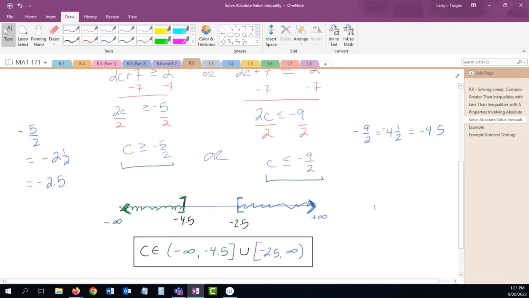All right. What does this mean? This means that all of the numbers less than or equal to negative 4.5 or greater than or equal to negative 2.5 all satisfy the equation above and make it a true statement. All right. Okay.